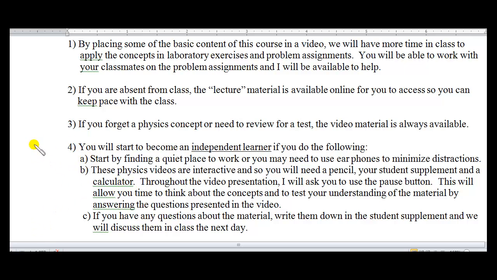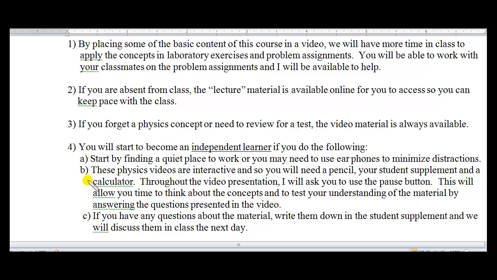And how do you become an independent learner? Well, you start by finding a quiet place to work, or you may need to use earphones to minimize the distractions. In other words, you want to make sure that you can hear the videos clearly and that you're able to think about them without any distractions.